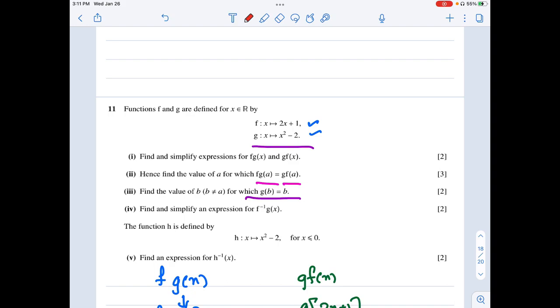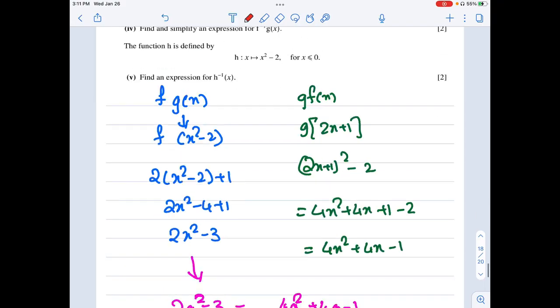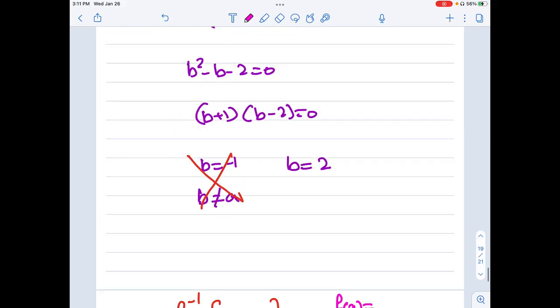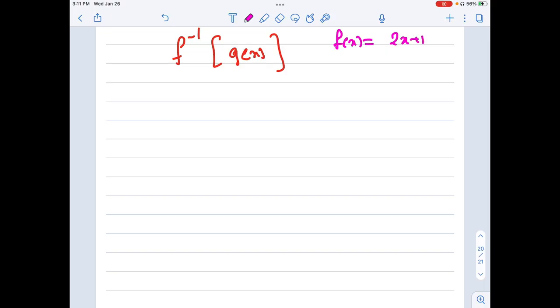Still we have fifth. Find and simplify the expression f inverse of g of x. First of all we have to find what is f inverse of x. f of x is equal to 2x plus 1. And I equate it to y. So 2x is equal to y minus 1. x is equal to y minus 1 upon 2. So f inverse of x will be equal to x minus 1 upon 2.